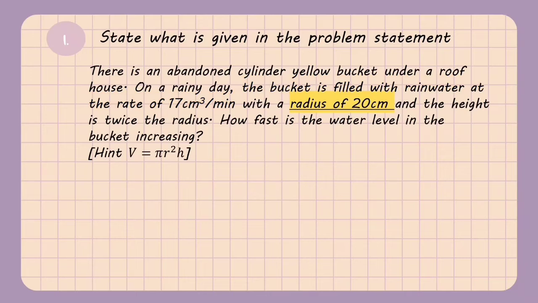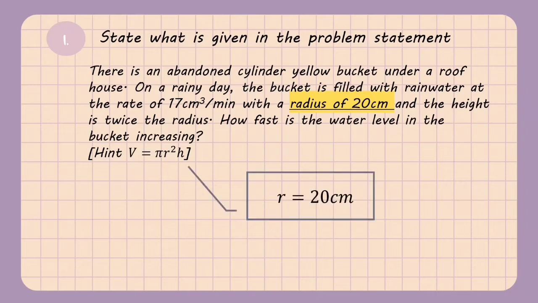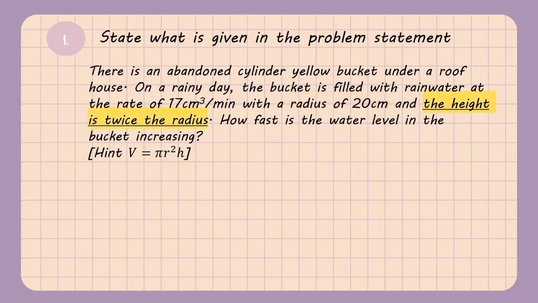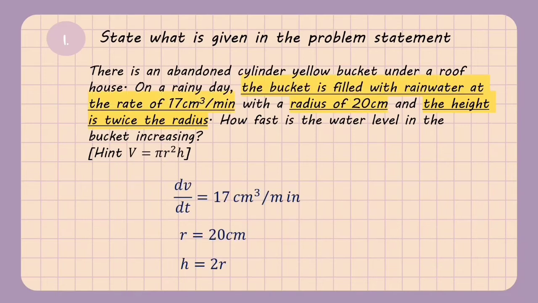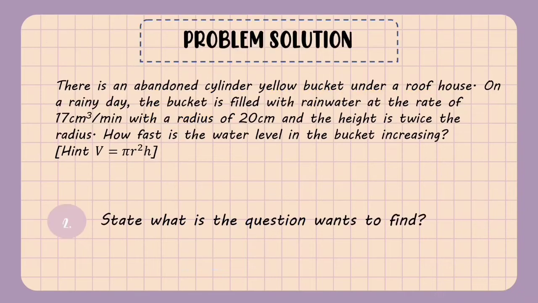Next, let's see what else I have. The problem statement also has given us the radius, which is 20 cm. We can interpret radius as capital R. There is still more information in this problem statement. It is stated the height is twice the radius, and we can write height as capital H. So these are the information that we can get from the problem statement, which are the radius and also the height.